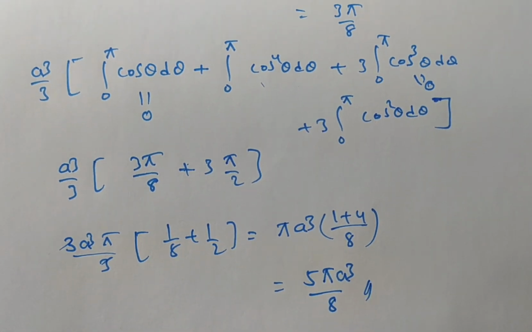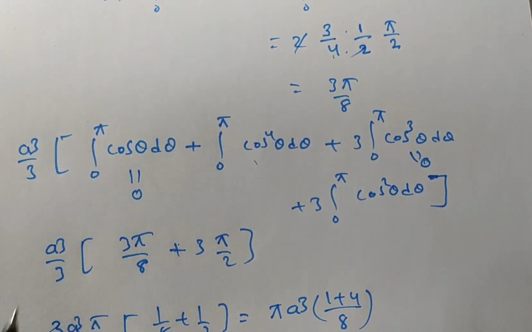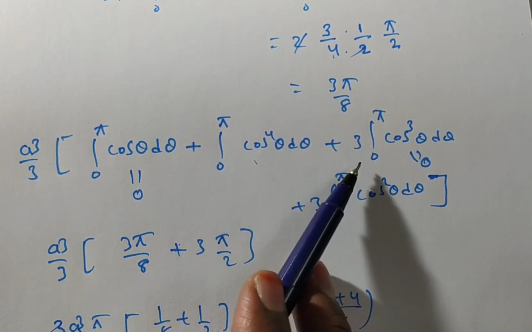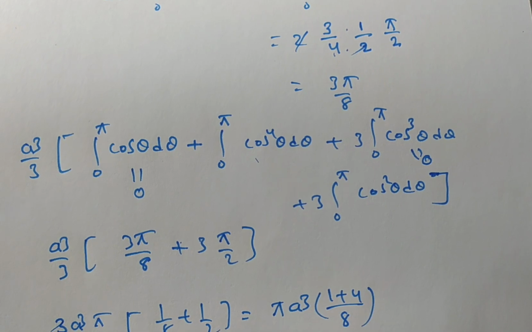So is it clear for everyone how to evaluate this integral of 0 to pi cos to the power of 4 theta d theta, this one? Okay, right. Thank you for watching this video.